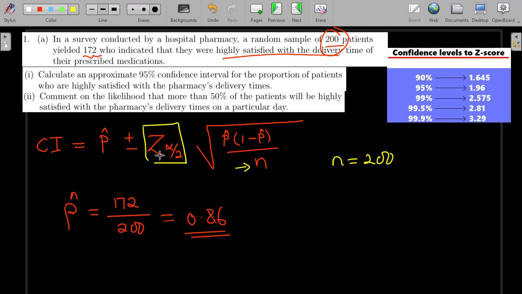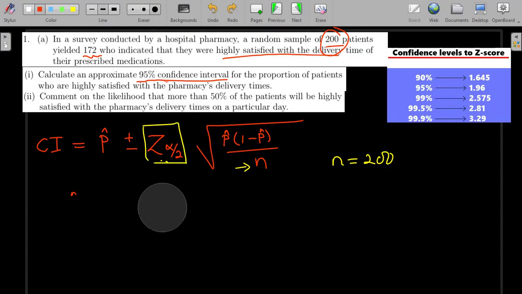This term depends on the confidence level that you've been given. It is called the z-score, and it will be dependent on the confidence level. Here we've been given a 95% confidence level. Whenever you see a 95% confidence level, when you convert it to a z-score, it's going to be 1.96. So let's find this confidence interval.